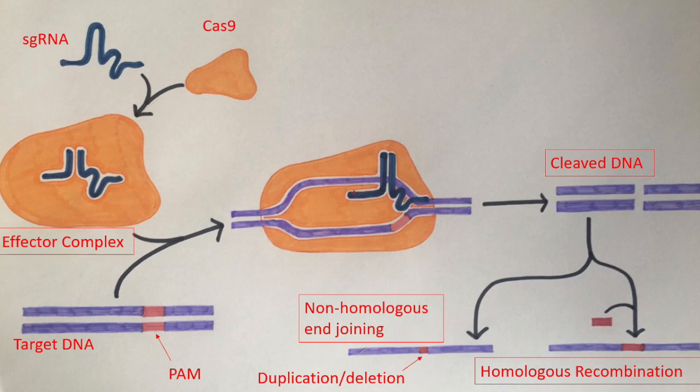This will associate with a PAM in the target DNA, allowing Cas9 to make double-stranded cuts in the DNA. Either non-homologous end joining or homologous recombination will repair the break and in turn edit the target sequence.